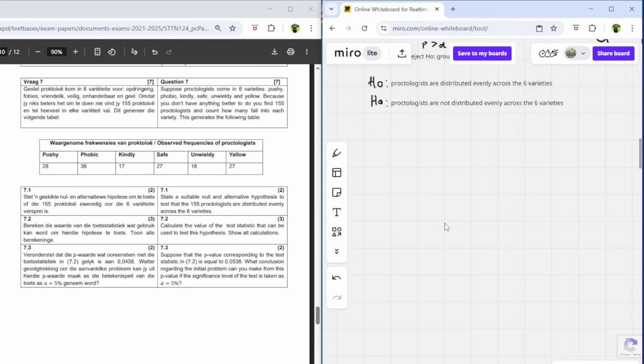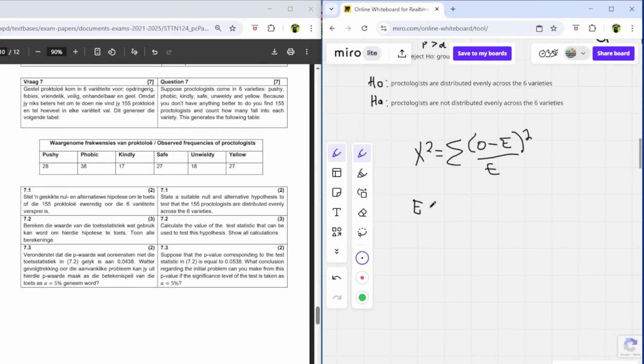Calculate the value of the test statistic that can be used to test this hypothesis. Show all calculations. Okay, so for the first part of this question, we have the formula that says X squared is equal to the sum of the observed minus the expected, all squared, over expected. Now we need to know the expected frequencies. The expected frequency is equal to the percentage or the probability multiplied by the sample size.